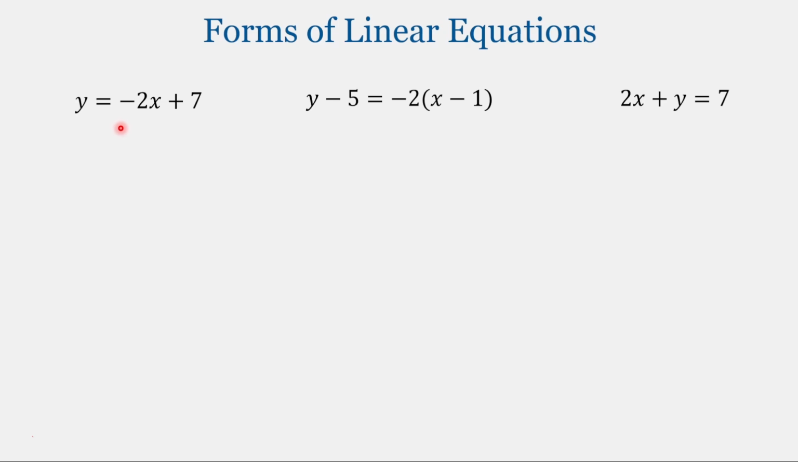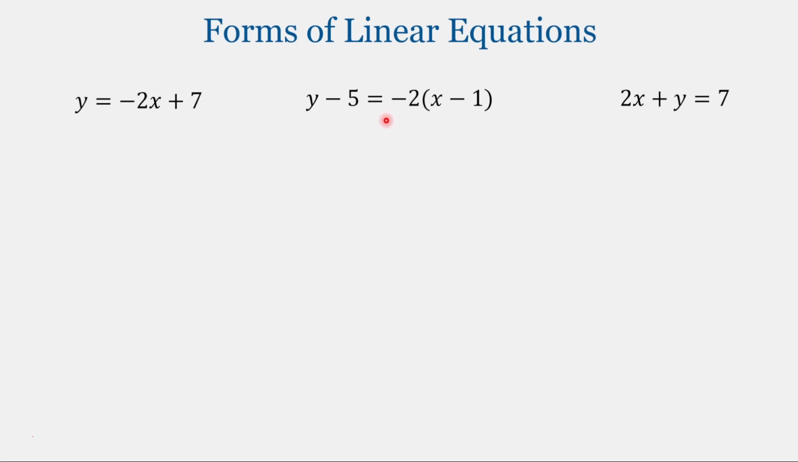Here we have three linear equations. So y equal to negative 2x plus 7, y minus 5 equal to negative 2 times the quantity x minus 1, and 2x plus y equal to 7. Although the equations look different, all three represent the same line. We can use algebra to rewrite each of these into the other ones.